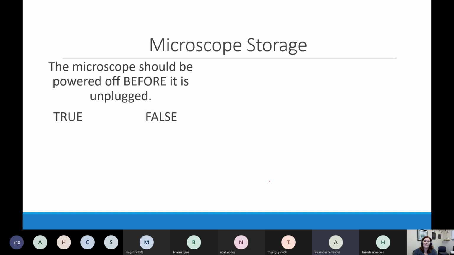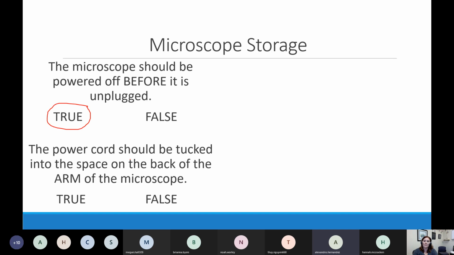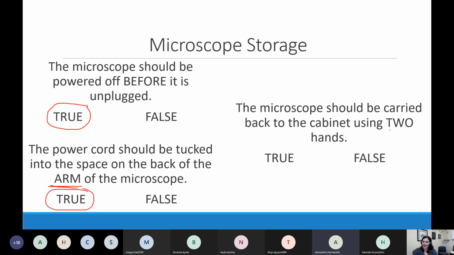Before you unplug that microscope, we definitely want to turn it off. So turn it off, then unplug it. On the back side of the microscope, we have a space in the arm for you to tuck that power cord into. So we'd be tucking it into there. And we're definitely using 2 hands to transport the microscopes. 1 hand under the base, 1 hand on the arm.